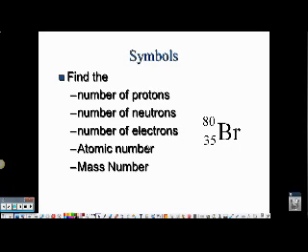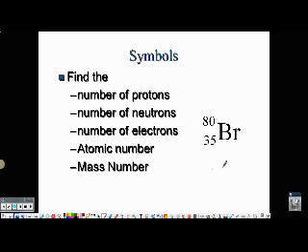Alright, you've had a little bit of time to work on these. Now let's go over them together. Remember what we said a while ago: this, I'm fixing to get the wrong thing going, this is the atomic number. This is the mass number.